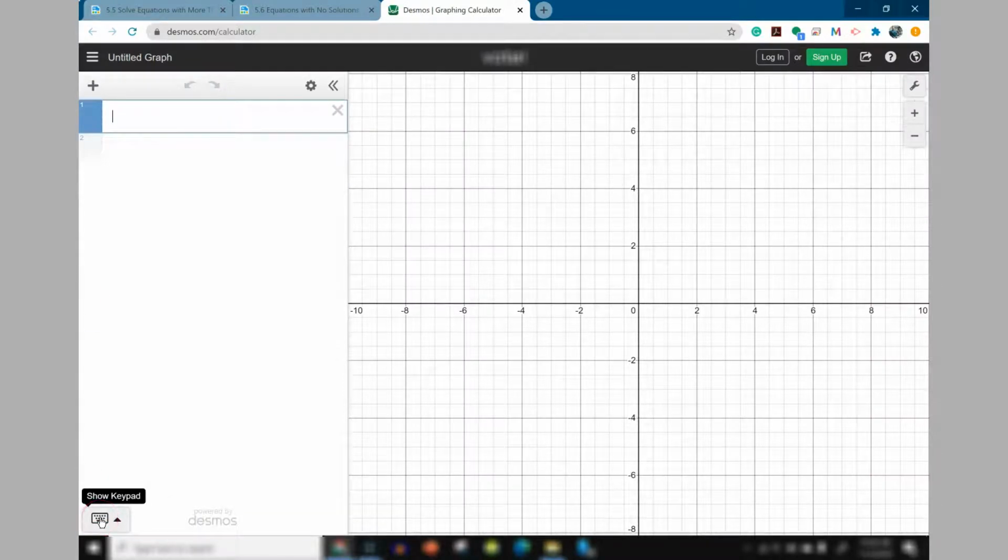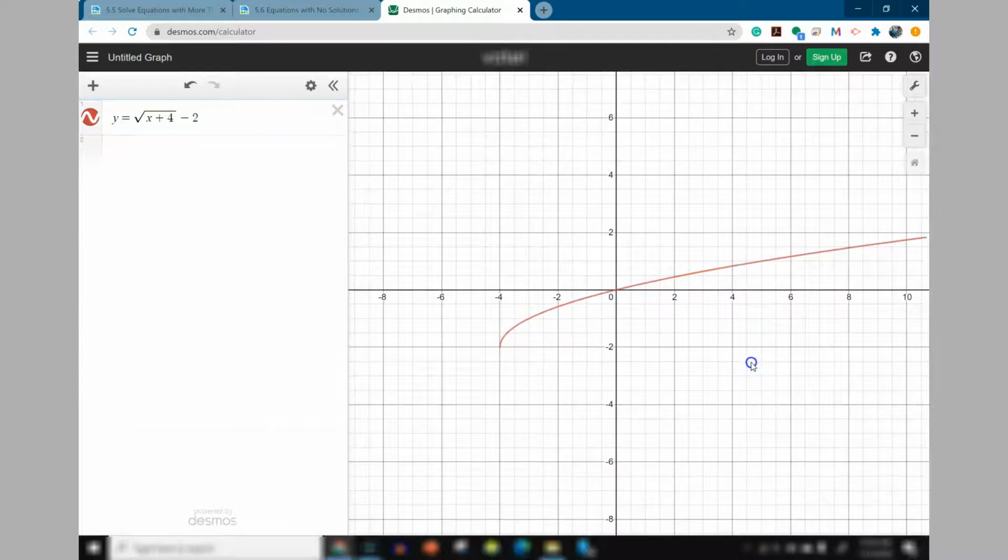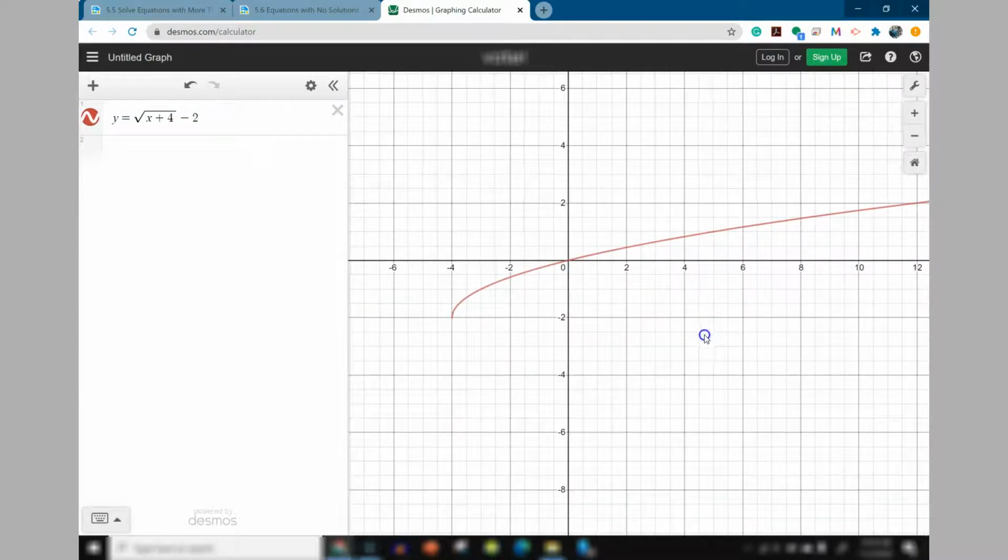Here's that keypad icon. Here's y equals the square root of x plus 4. We can't do minus 2 because it will just appear underneath the square root, and we want it to be outside of the square root, so we hit this arrow to go past the square root and now do minus 2. And that is our first expression graphed on Desmos.com.